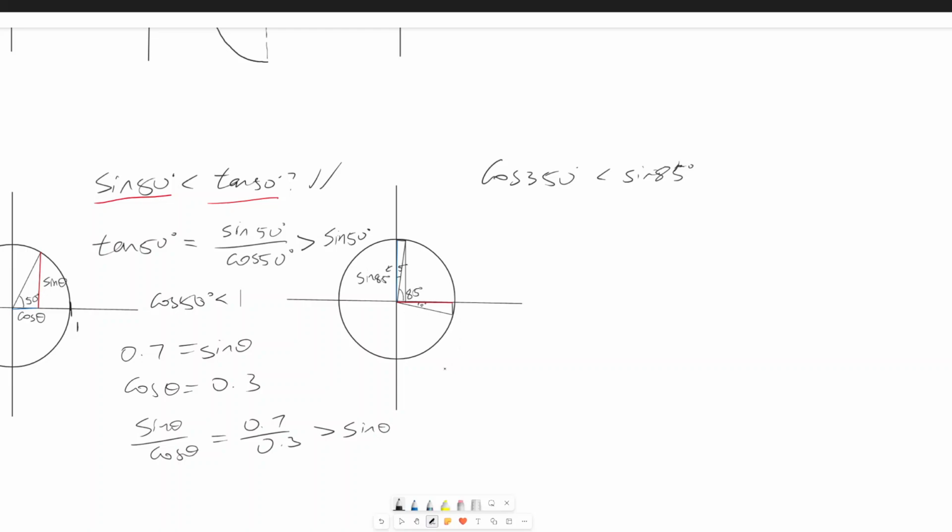So what we're comparing is this base here versus this base here. I'll draw the two triangles out for you. So that's going to be here, 10, compared to this, going to be 5. And we're comparing the bases. This is sine 85, I should say, 5 degrees, sine 85, and this here is cos 350.